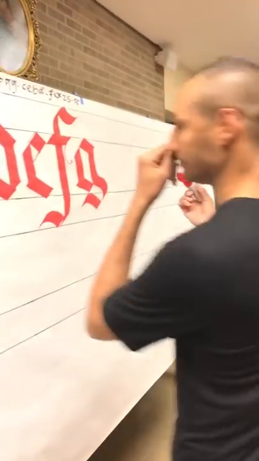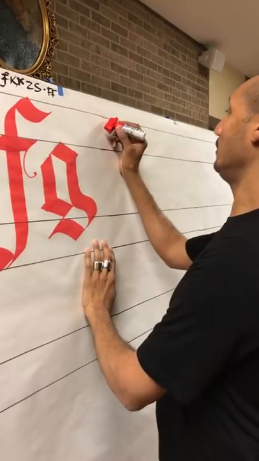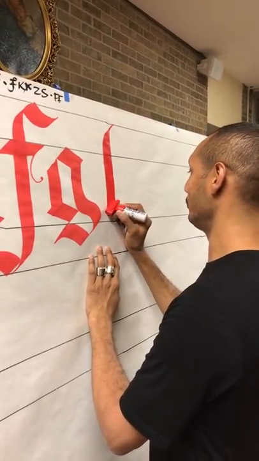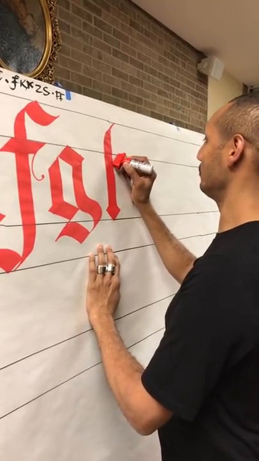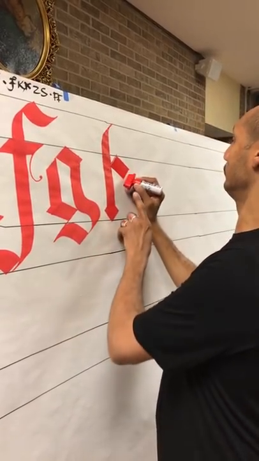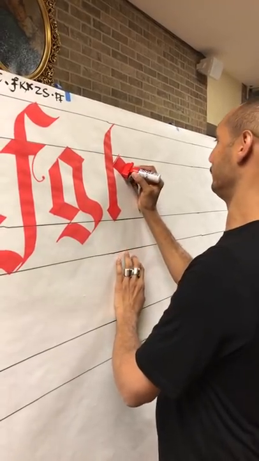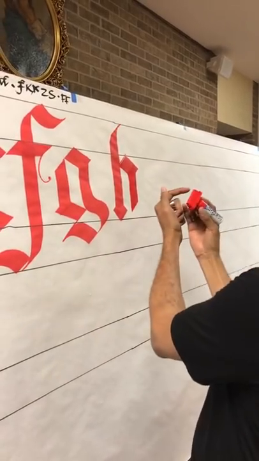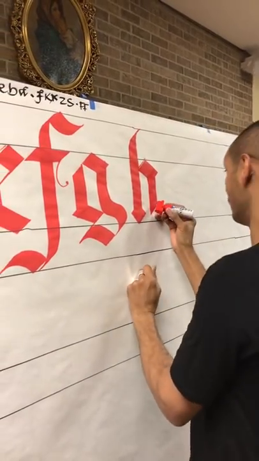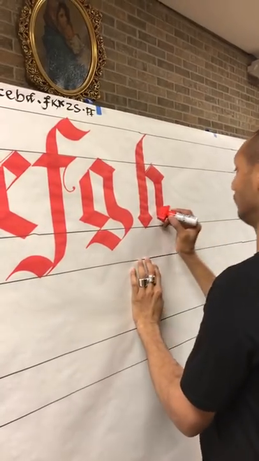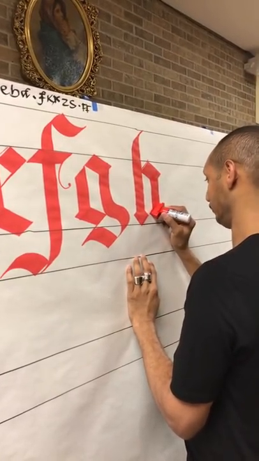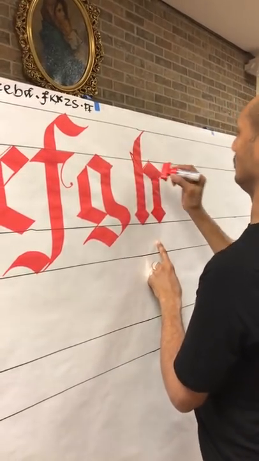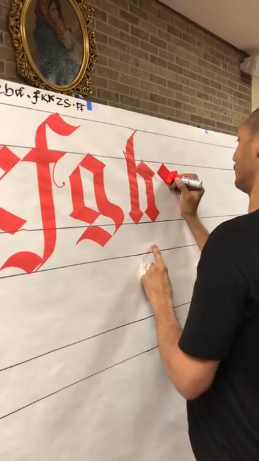G, H, quadrant, lozenge. Underneath, back up, left, right corner, in the middle, and H. I, which is the basis of the script.